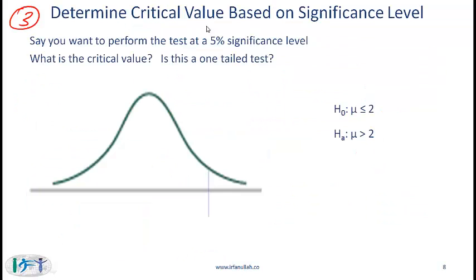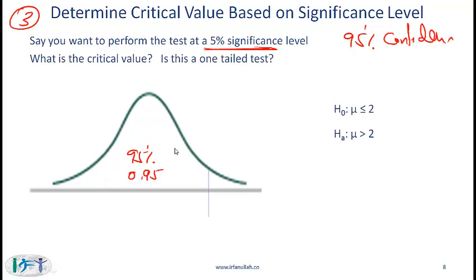Then we have to come up with the critical value based on a significance level. And we've seen this in the earlier reading also. Say you want to perform the test at a 5% significance level. And a 5% significance level is the same as 95% confidence. Remember this normal distribution. 95% confidence, or an area of 0.95 over here, meant a significance of 0.05, which means an area of 0.05. The critical value is the z value which corresponds to this area in the tail.